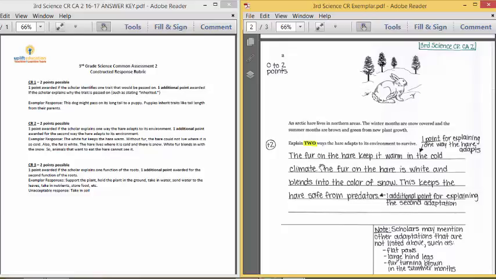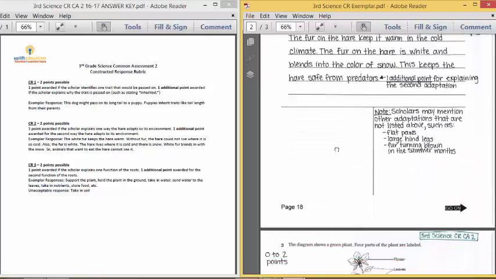So scholars should receive 1 point for explaining one way that the hare adapts, and then 1 additional point for explaining the second way that the hare adapts. You could say something like the fur keeps it warm in the cold, the fur is white and it blends into the color of the snow, which helps keep it safe from predators. Some other things that it may note that are not listed above, such as it has really flat paws to walk in the snow, it has large hind legs for walking better, the fur turns brown in the summer months. 1 point for adaptation number 1 and 1 point for adaptation number 2.